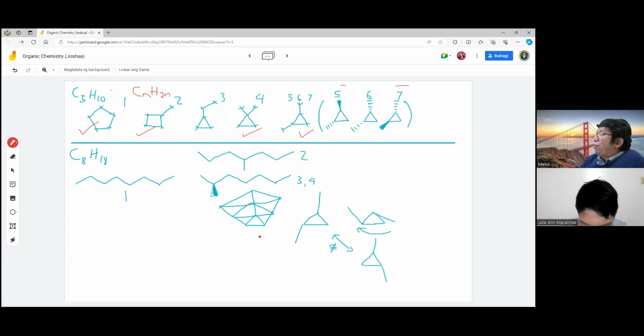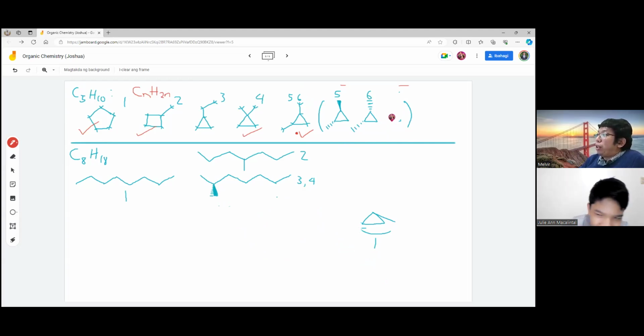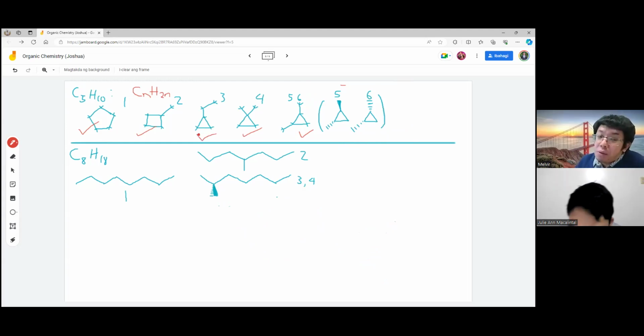Pag ni-flip mo yung 5, actually, 7 yung mapoproduce mo. Yeah, same compound lang. Cis and trans lang yan. Two methyl groups for cyclopropane. And then, of course, you also have yung third one, ethyl group yung substituent. These are all correct. So, 1, 2, 3, 4, 5. 5 points ito.